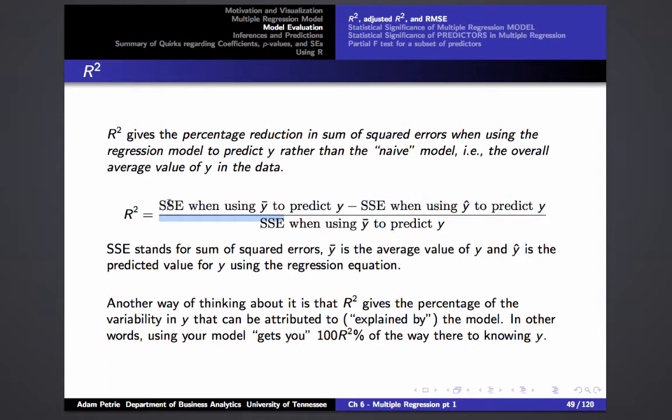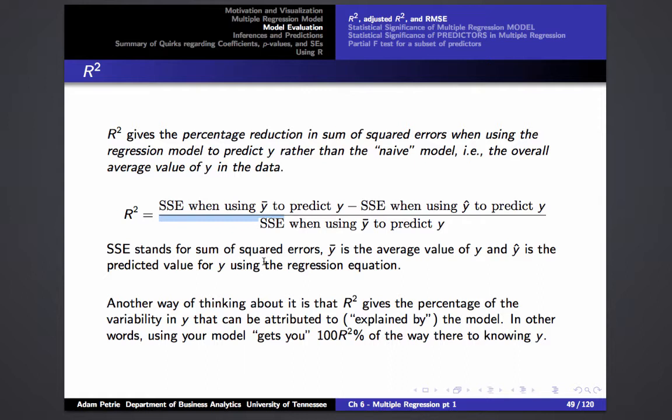So if we look at the reduction in the sum of squared errors when going from the naive model to the regression model, and divide that by the sum of squared errors using the naive model, that is by definition R squared. So it's giving you the percentage reduction in the sum of squared errors when using the regression instead of the naive model. So R squared goes from 0 to 100%. The larger R squared is, the better your model fits the data.